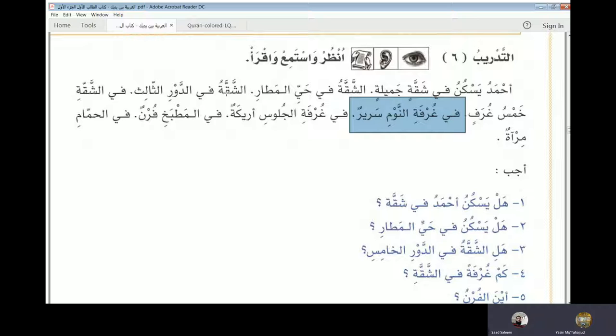Fi ghurfati nami sarirun. There is a bed in the bedroom. Fi ghurfati julusi harikatun. There's a couch in the sitting room. Fil matbakhi fornun. There's an oven in the kitchen. Fil hamami miratun. There's a mirror in the bathroom. Good.